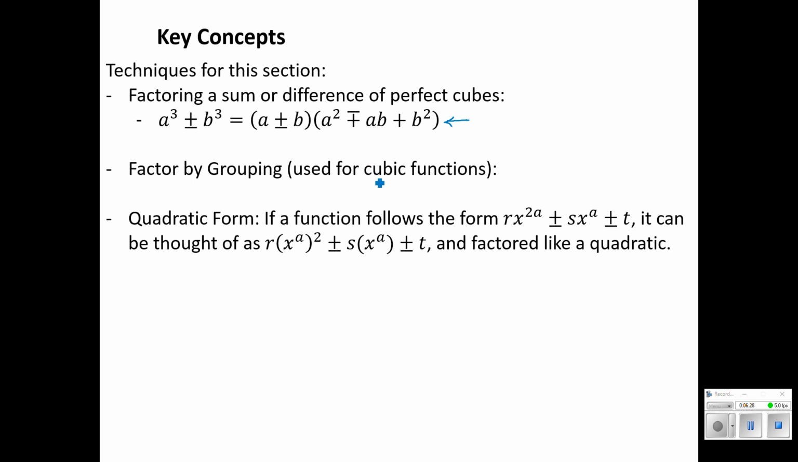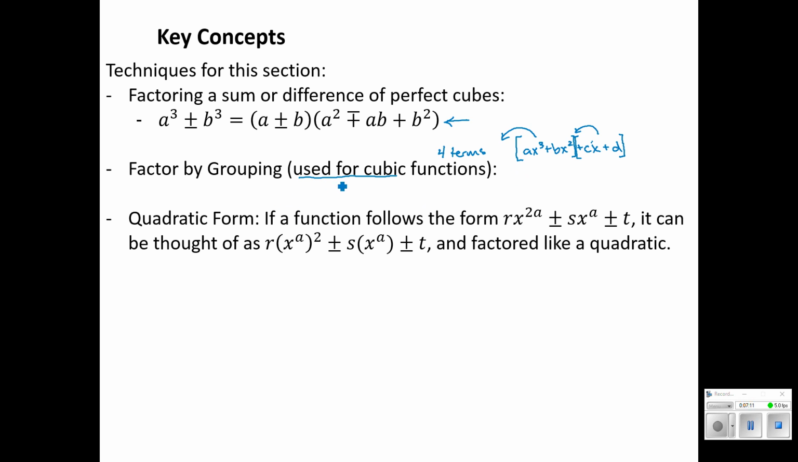Factor by grouping. This only really works well for cubic functions. That's when it's especially trustworthy. But if we have 4 terms, which is usually indicative of a cubic function, then let's say we have ax cubed plus bx squared plus cx plus d. What we can do is group the first 2 and the last 2 terms in that function and find a greatest common factor from each. And then we have a distributive property that we can make work. And we'll see that illustrated more clearly in other examples.